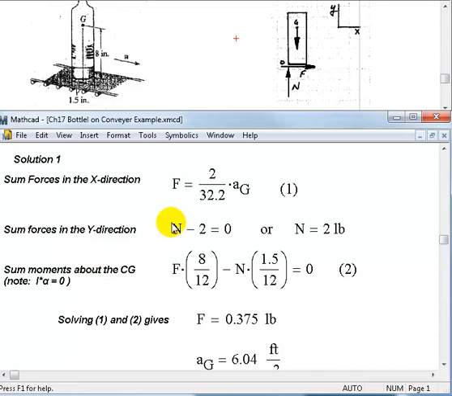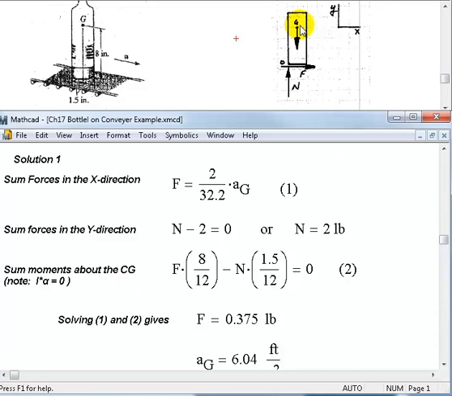And so we'll say our normal force positive minus the weight, which is negative, is equal to mass times acceleration with a 0 acceleration. And this is simple, one equation, one unknown. Solving for the value of the normal force is 2 pounds. The final equation that we'll write is we will sum moments about the center of gravity of the bottle.